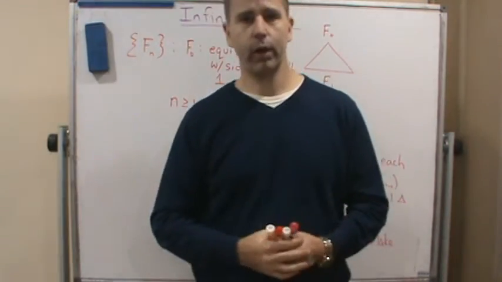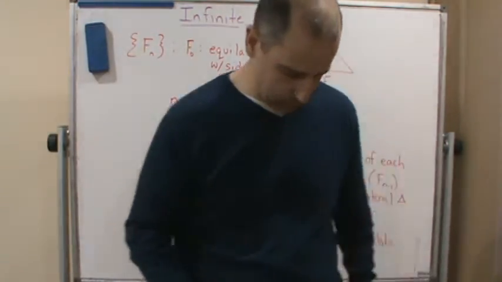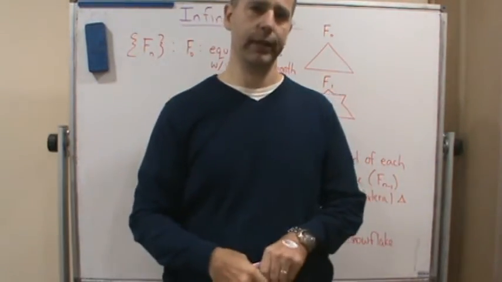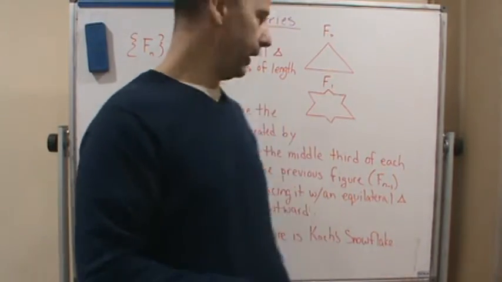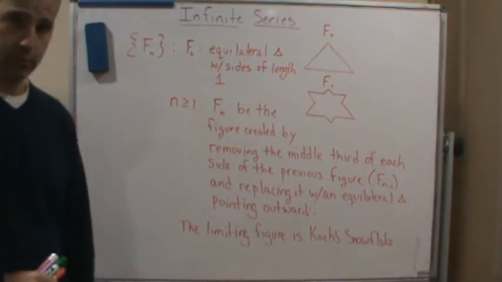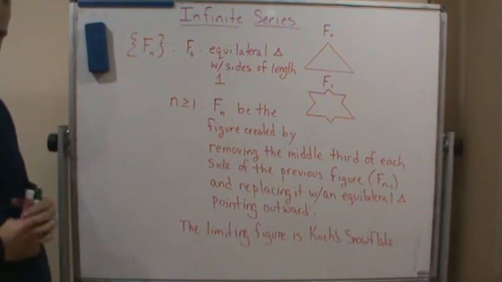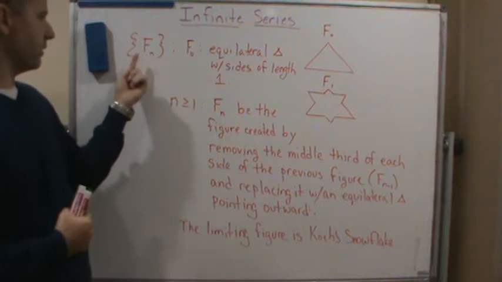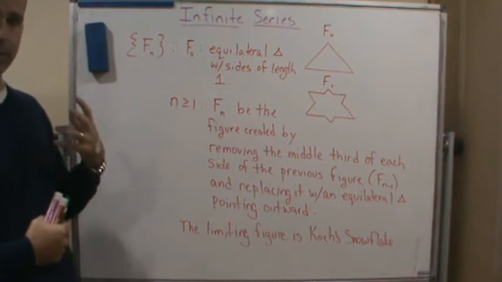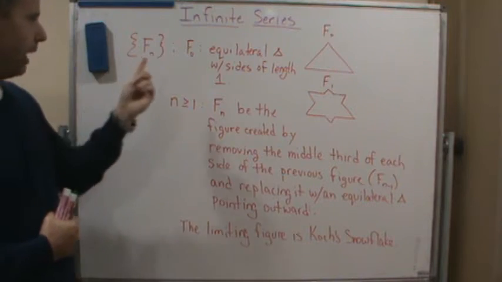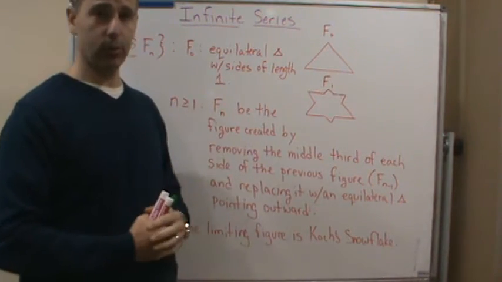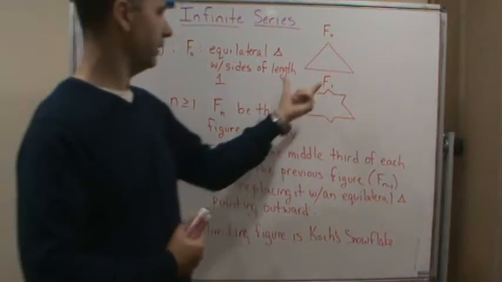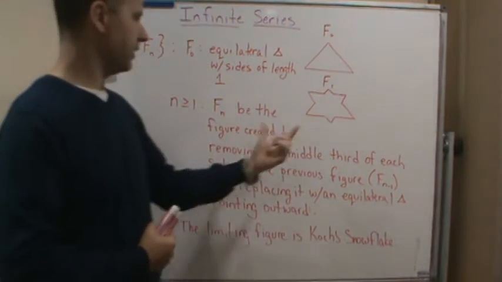Okay, so welcome back. Now we're going to go back and discuss something that came up before, and this is about Koch's Snowflake. We're going to define a sequence of figures. We'll call this a sequence f of n, where f sub n represents a figure. f0 is just going to be an equilateral triangle with sides of length 1 unit, given here. And then here's an example of f1.